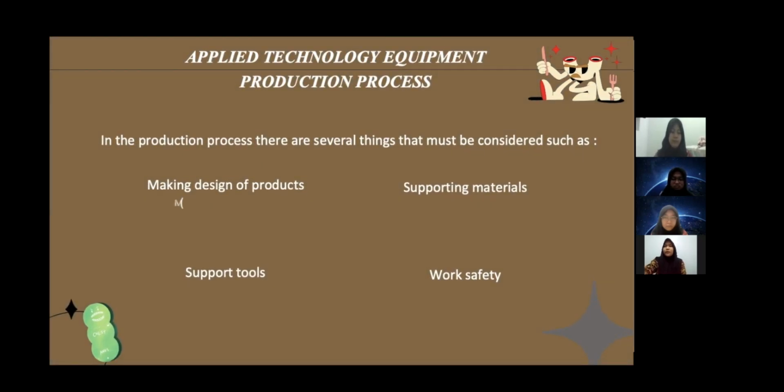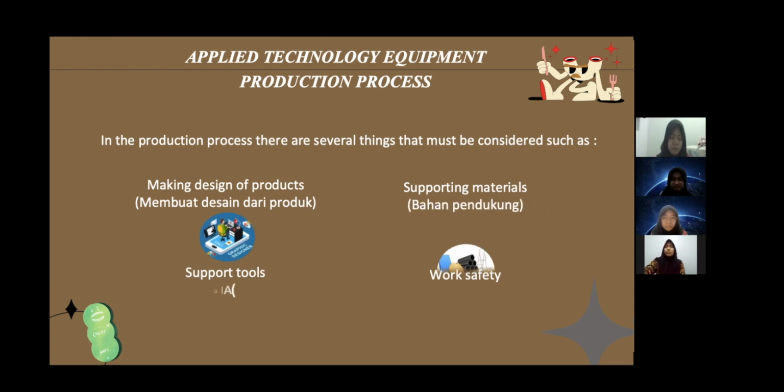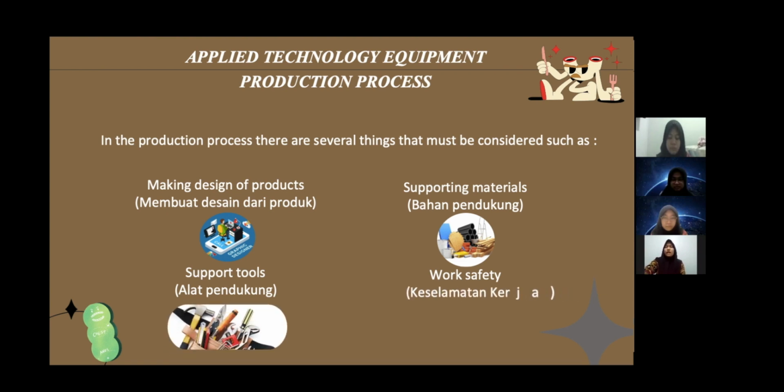Next is applied technology equipment production process. In the production process, there are several things that must be considered, such as making design of products atau biasa disebut membuat desain produk. Yang kedua ada supporting materials atau bahan pendukung, support tools, alat pendukung, dan yang terakhir ada work safety atau keselamatan kerja.